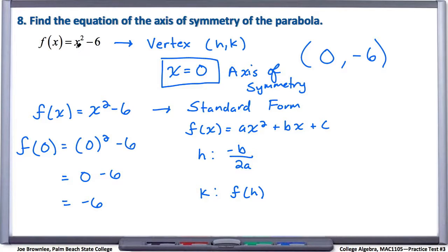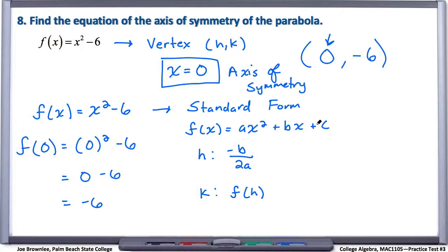So again, what we did is we took our given equation, x squared minus 6, and more explicitly wrote it in standard form by filling in the missing x term. Based on that, we were able to find h using negative b over 2a. While we didn't really need to find k, the entire vertex, we did it for the extra practice. Because we found h, we know that for a parabola that opens up or down, the axis of symmetry is x equals whatever that h value is. In this case, number 8, x equals 0.